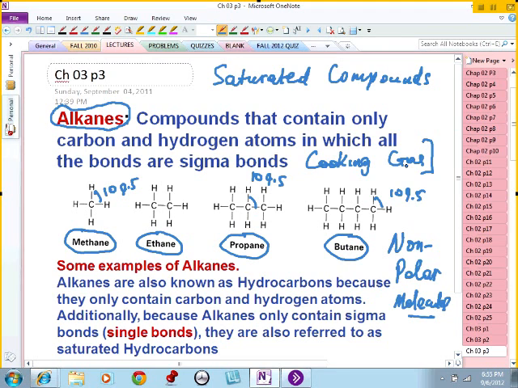How many people have used petroleum jelly before? Yes. So those are alkanes. So when you're rubbing your body with petroleum jelly, all you're doing is rubbing with alkane. Okay, those are high molecular weight alkanes.